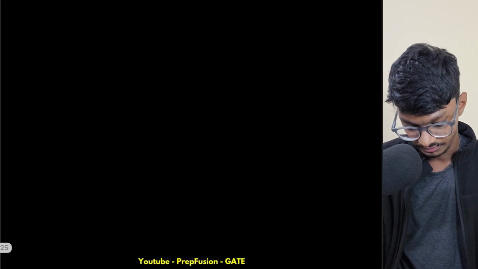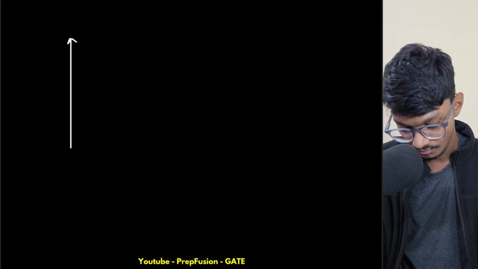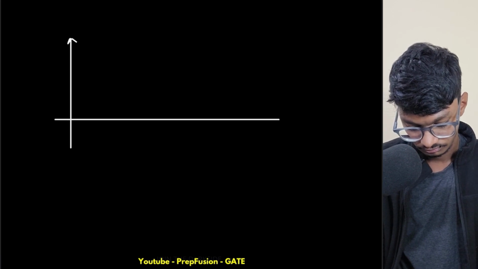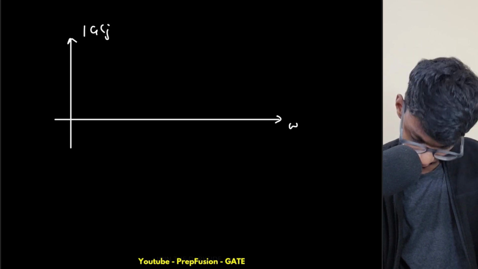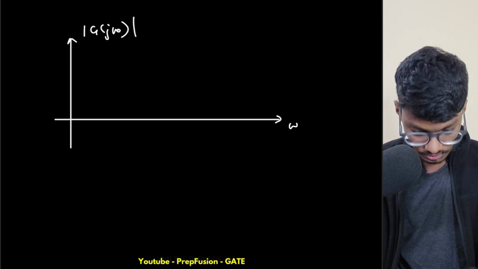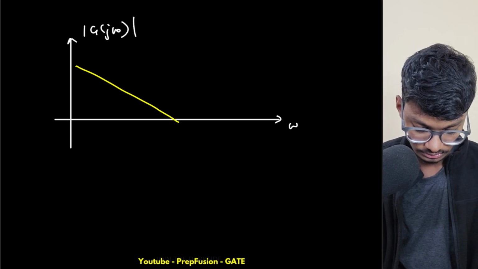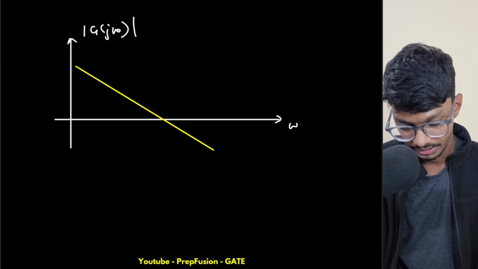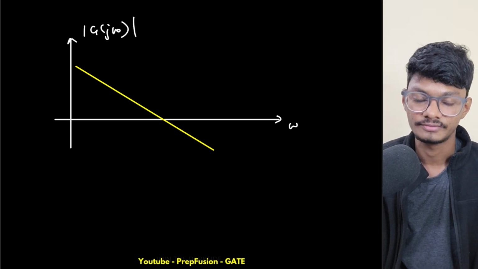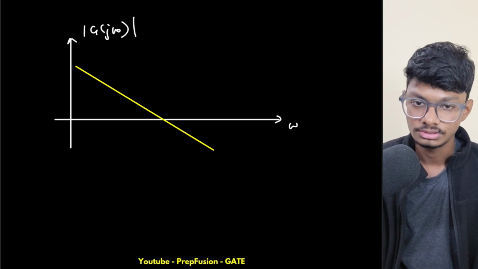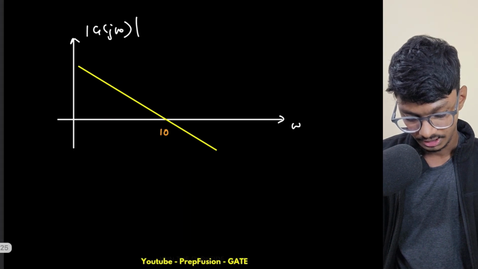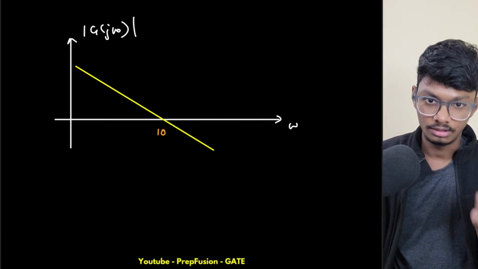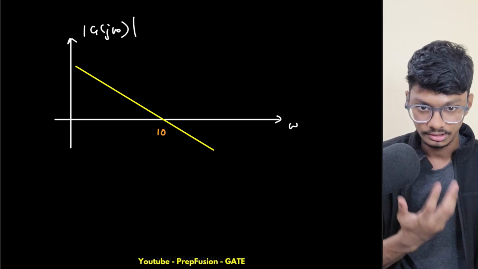So if I just draw the transfer function, magnitude of G of omega, it is basically something like this. And gain crossover frequency, what does it mean? It means the frequency at which the gain of my OLTF is 1, or in dB it is 0. So here it is 10 radian per second. So this is 10, and up until 100 it is -20. I don't care about after that. Why, we'll understand in a bit.